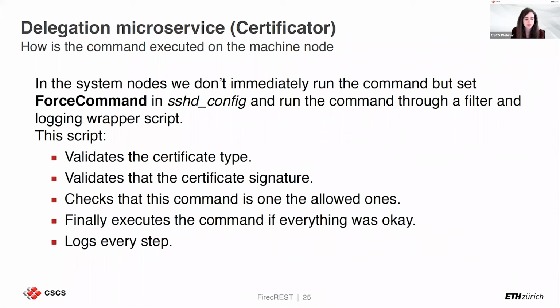And here, even after the microservice will have the certificate, like we saw in the utilities, there is some extra checking that we do on the cluster node. The command that we want to use is not going to immediately run the command, but it will run through a filter and login wrapper script. In this script, we will validate the certificate type and the certificate signature. We will check that this command is one of the allowed ones.